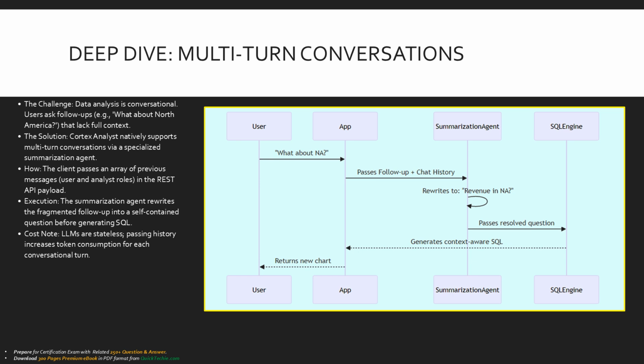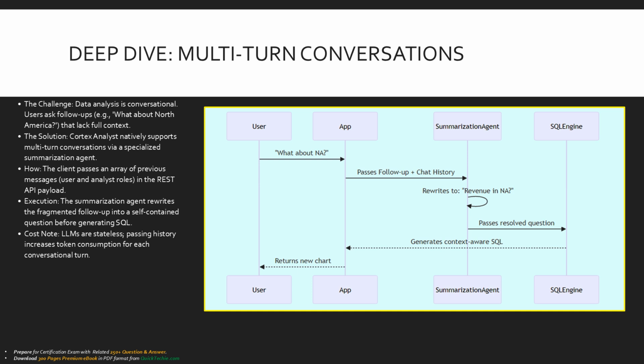However, as architects, be aware that LLMs are stateless. Passing the full history on every turn increases the number of tokens processed, which marginally increases the compute cost per round. Let's trace a multi-turn interaction in this sequence diagram.